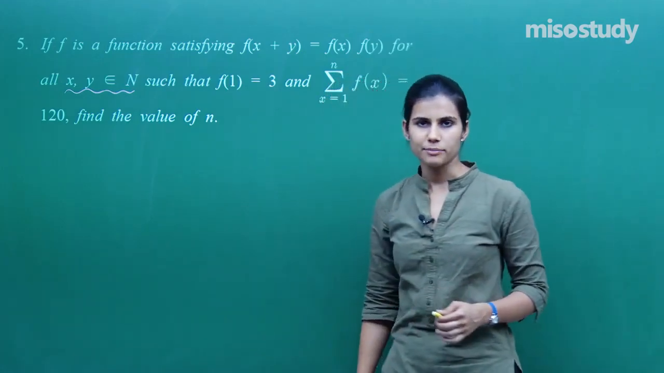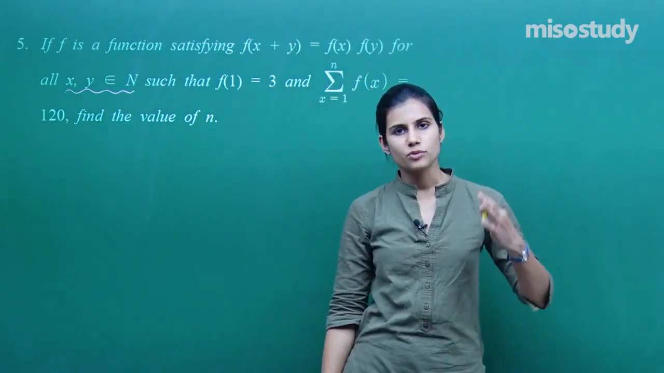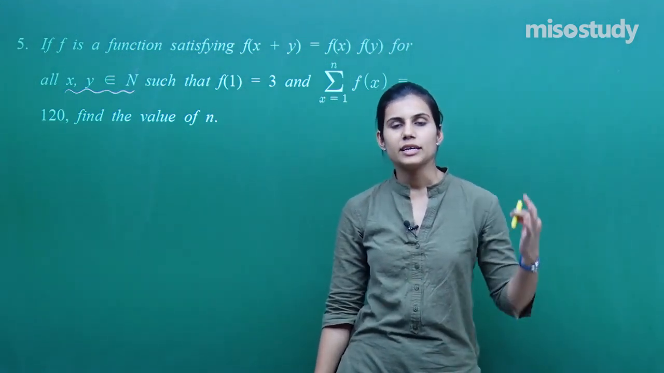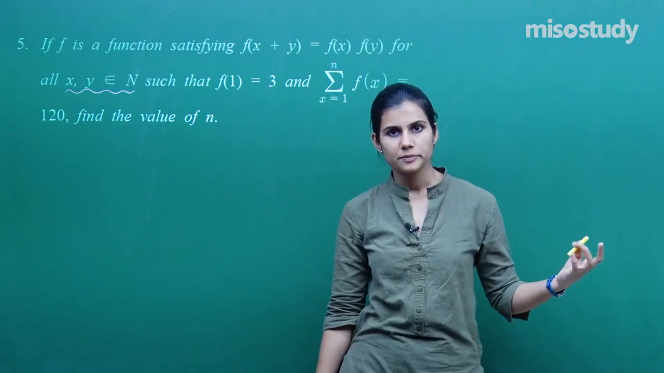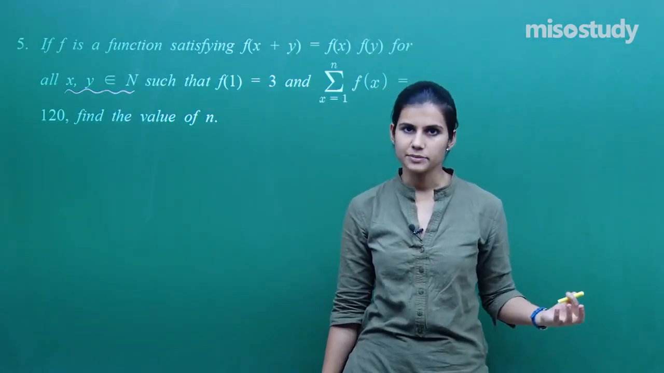Please get this very, very clear that x and y are coming from natural numbers. You pick up any natural number, what is the feature? Suppose 7 I pick up as a natural number, 7 can be written as 1 plus 1 plus 1, 7 times. 21 can be written as 1 plus 1 plus 1, 21 times. X is a natural number, it can be written as 1 plus 1 plus 1, x times, right?